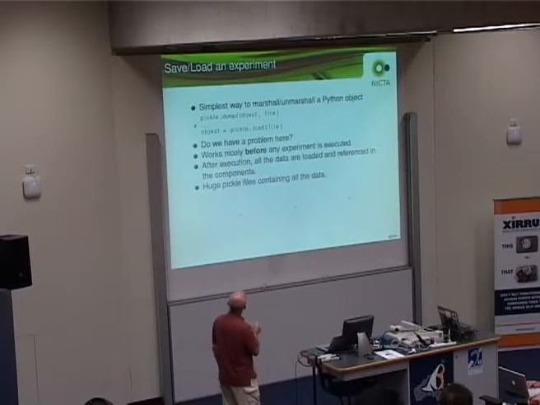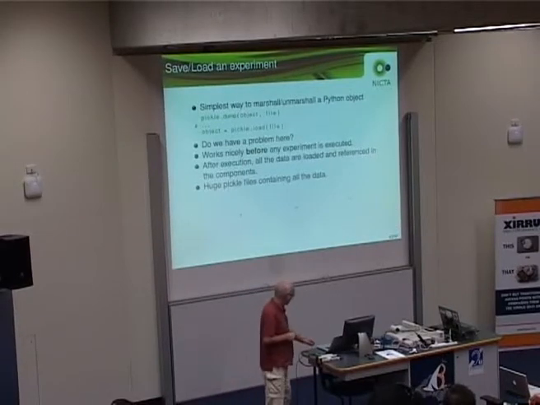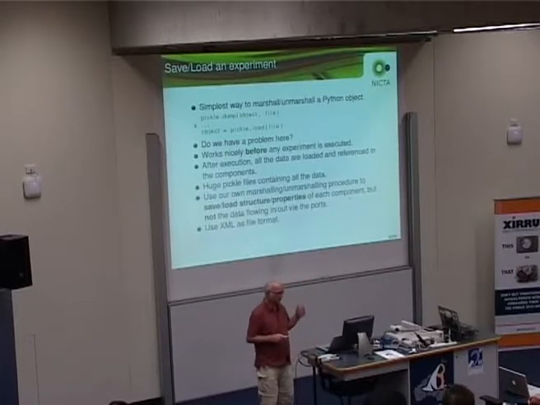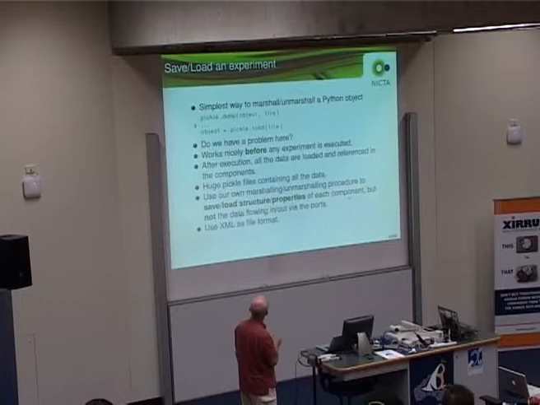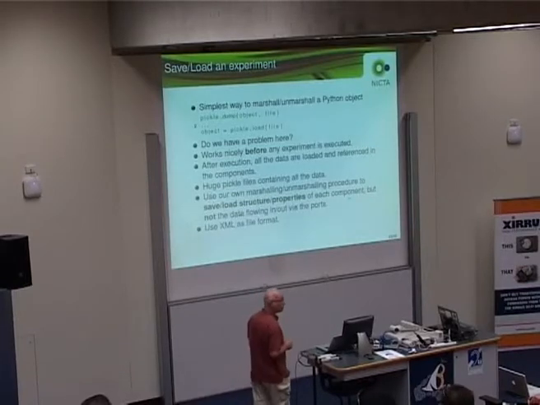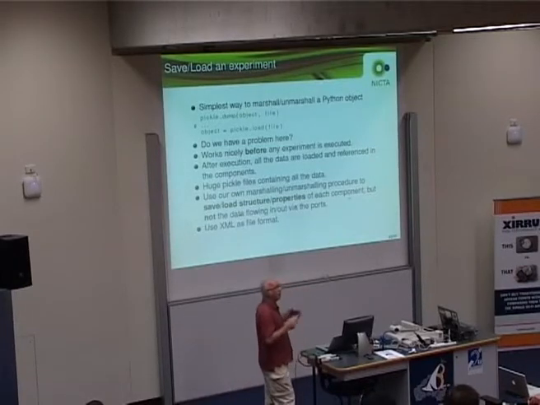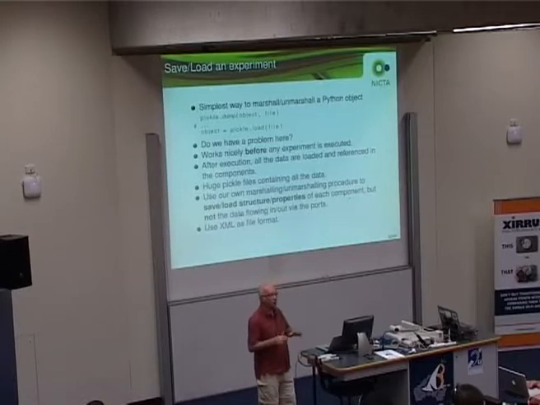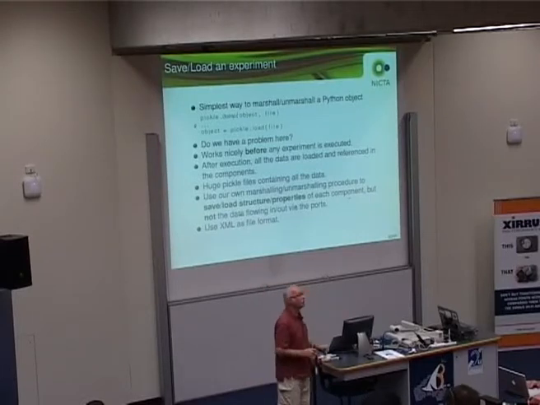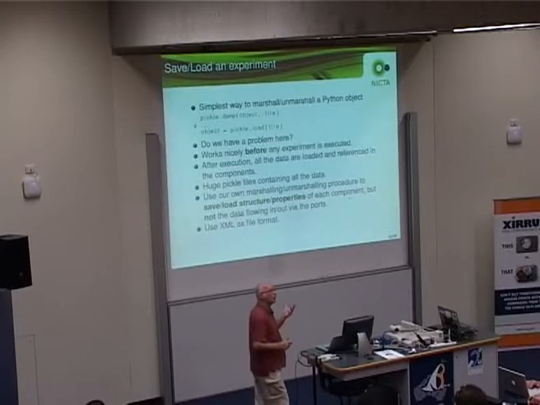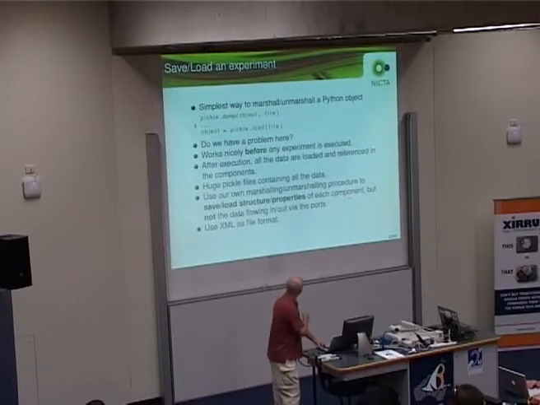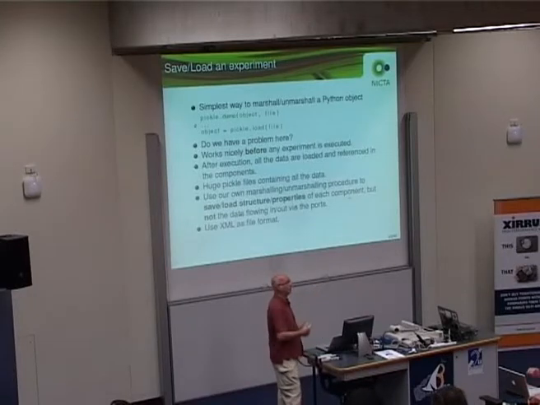So what we did is we wrote our own pickling, or technically speaking, our own marshalling and unmarshalling algorithm, which is nicely supported by the properties, because everything we want to know about our object is in the properties. So we can just write out everything from the properties and have a nice XML representation, which can then be read in, and the experiment can be set up in the same way as it was saved.